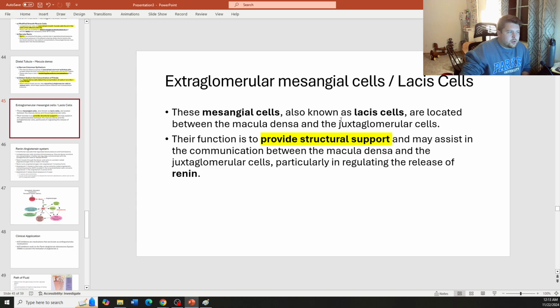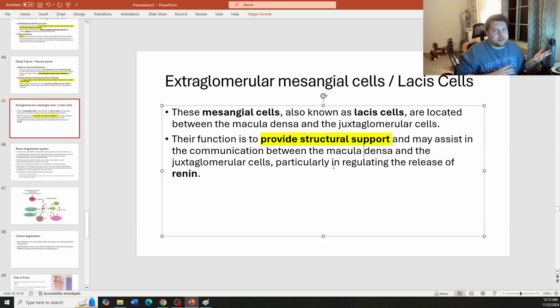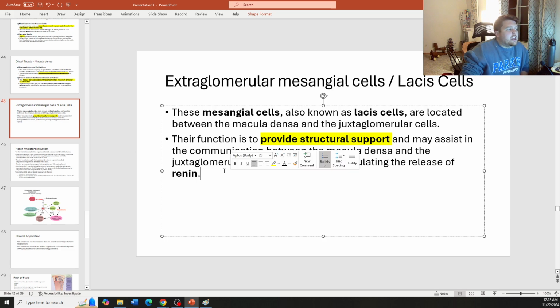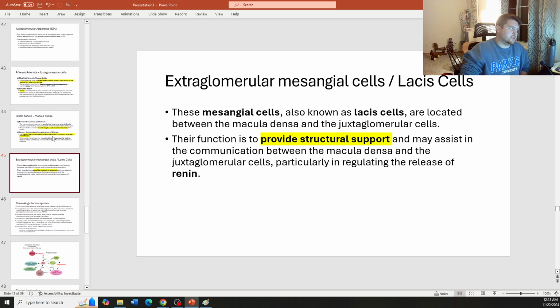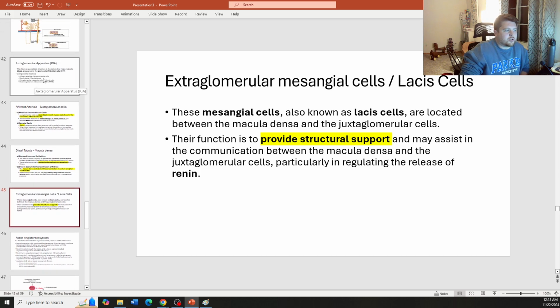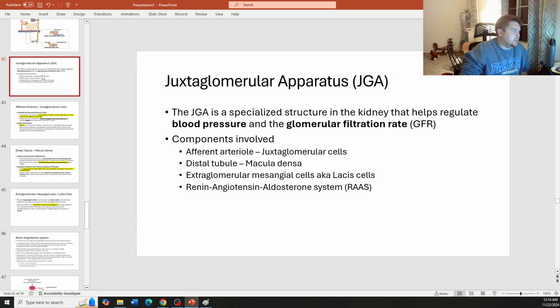Mesangial cells, also known as Lacis cells, are located between the macula densa and the juxtaglomerular cells. They provide structural support, just like the mesangial cells that we looked at before, and they may also assist in the communication between the macula densa and juxtaglomerular cells for renin release. You can tell renin release is the most important part of all of this when it comes to maintaining an appropriate control of blood pressure and the sodium concentration.